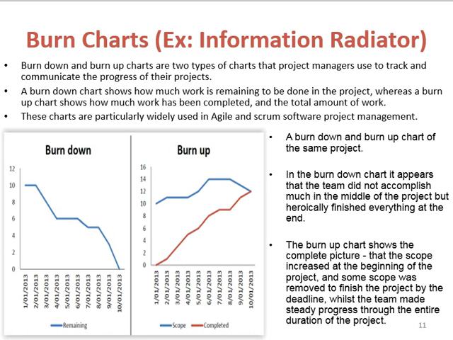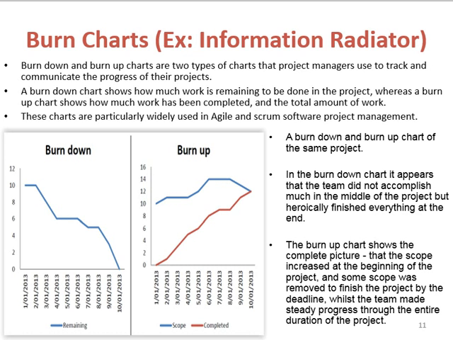So the burn up chart gives you a scope versus completed view of the total amount of work. Take the burn down chart and burn up chart of the same project. In the burn down chart, it appears that the team did not accomplish much in the middle of the project, but heroically finished everything at the end, as seen in the graph.